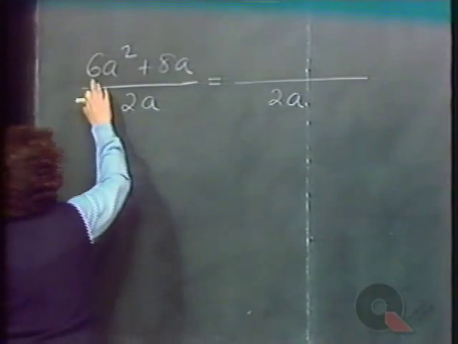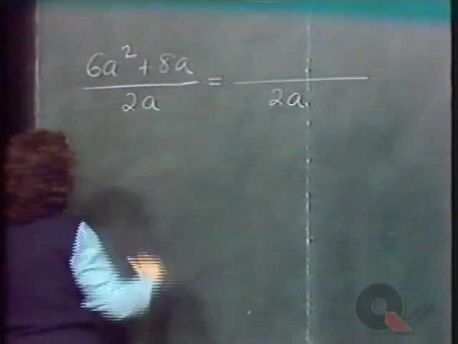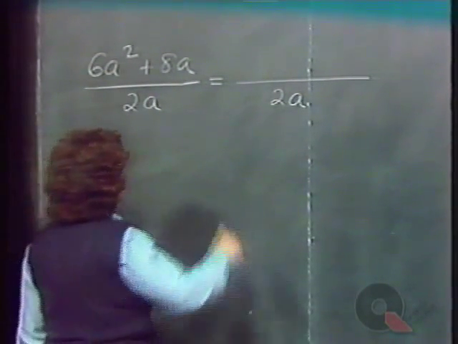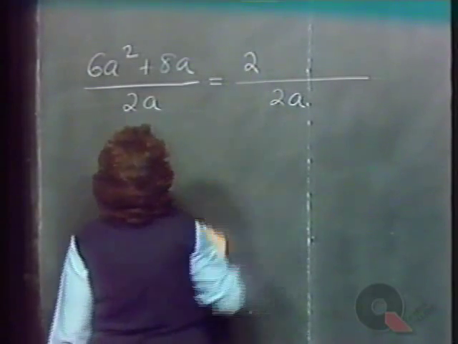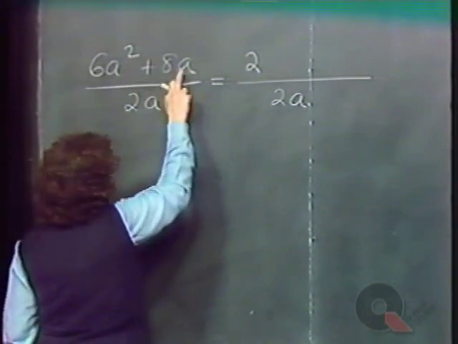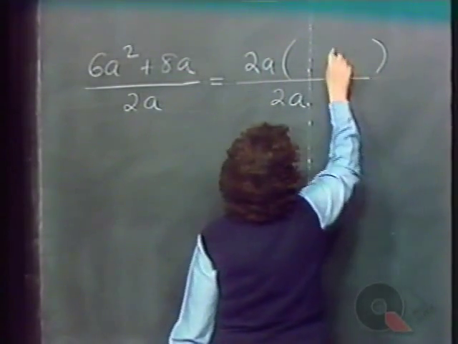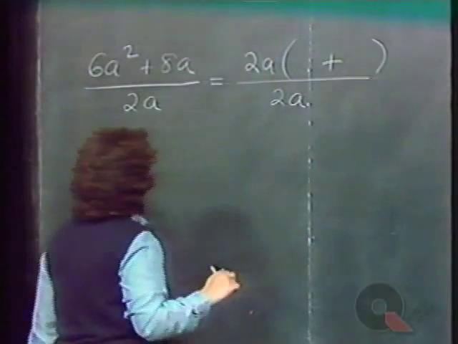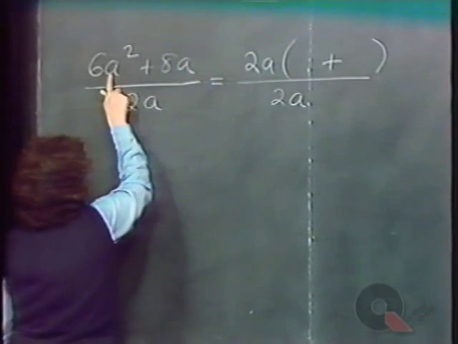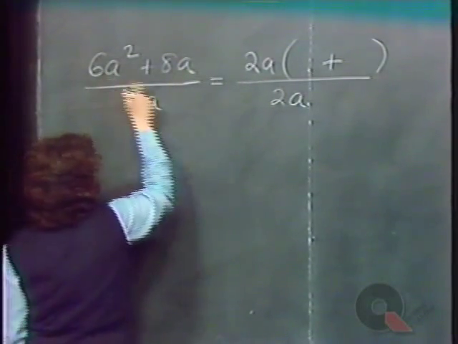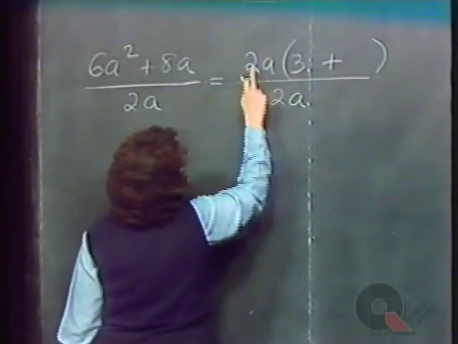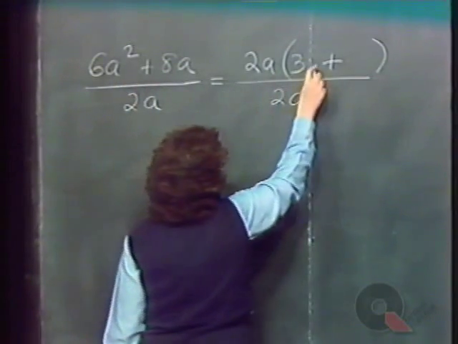Now, 6a squared and 8a. As far as the 6 and the 8 goes, the most they have in common is the 2. As far as the a squared and the a, the most you can take out is an a. And let's see what's left over. To go from 2a to 6a squared, from 2 to 6 you'd have to multiply by a 3. To go from a to a squared, you'd have to multiply by an a.